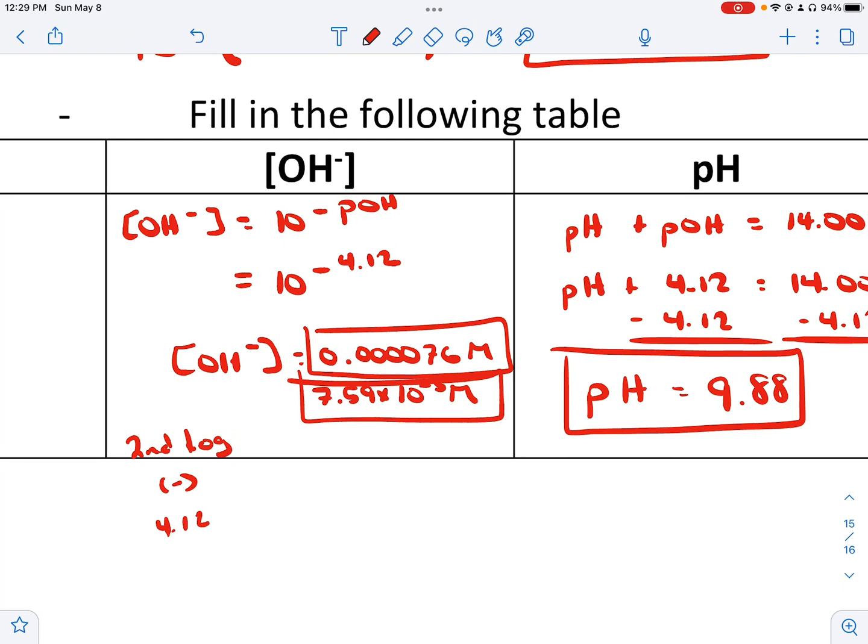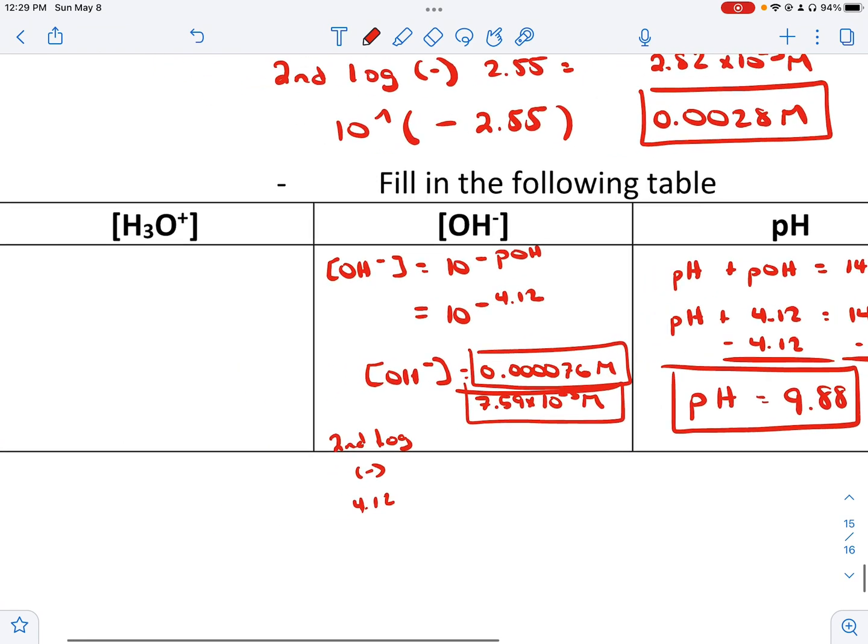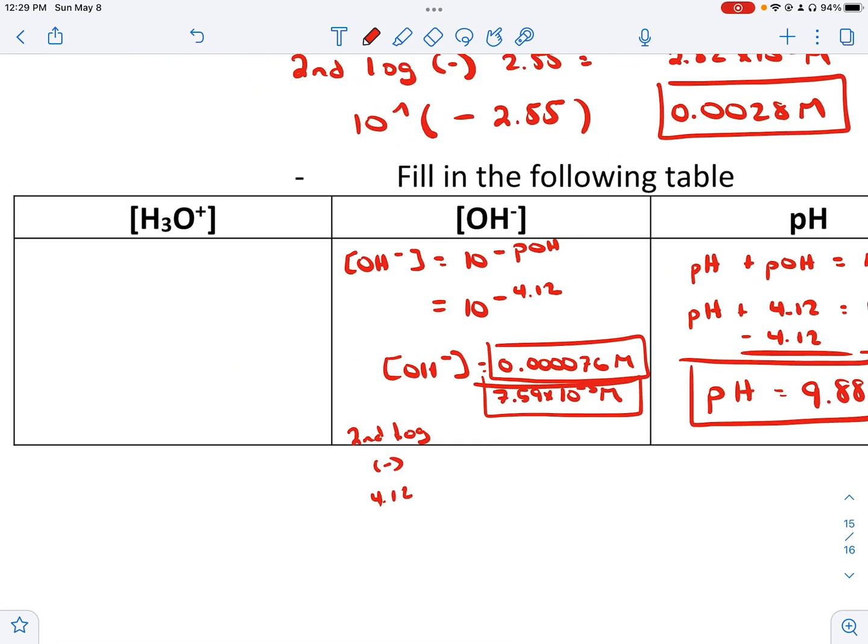Last but not least, how do we find our hydronium ion concentration? Again, it's exactly like what we just did, except using our pH this time. So we're going to take 10 to the negative 9.88, and there we have H3O plus. We're going to hit second log negative 9.88, and that should give us our answer.